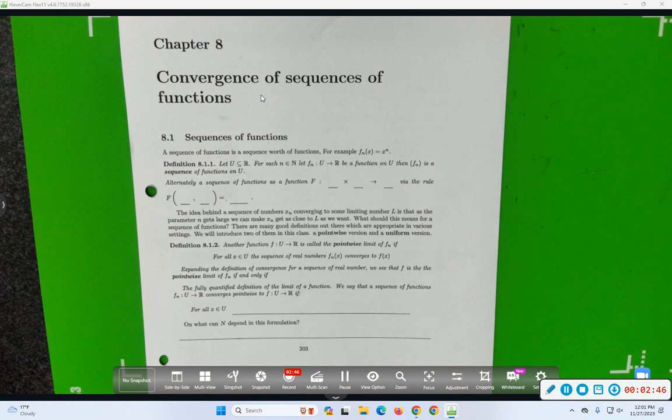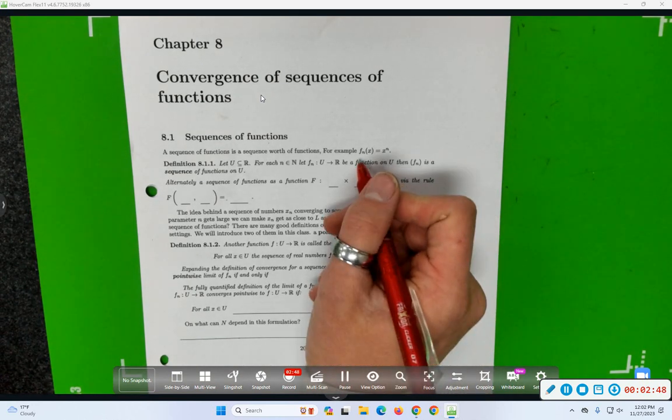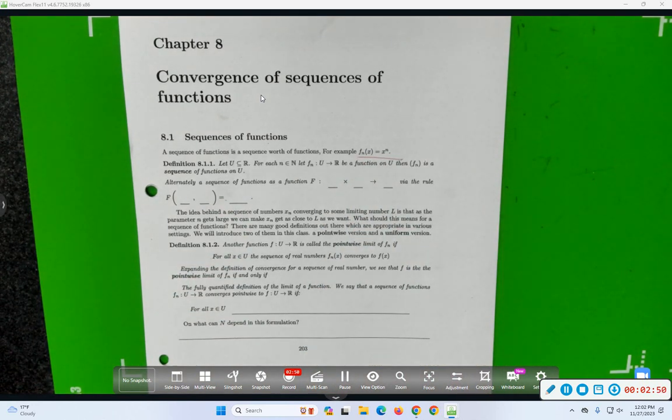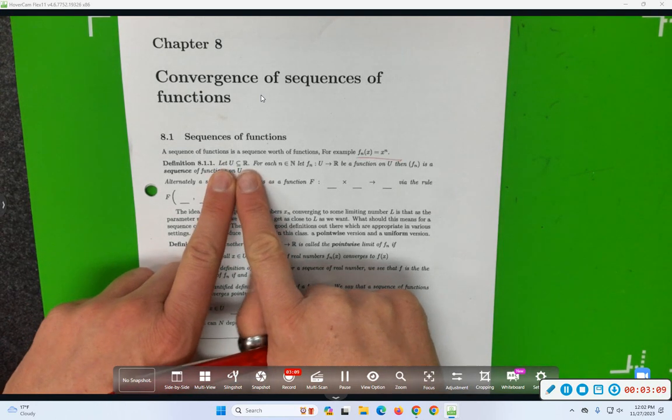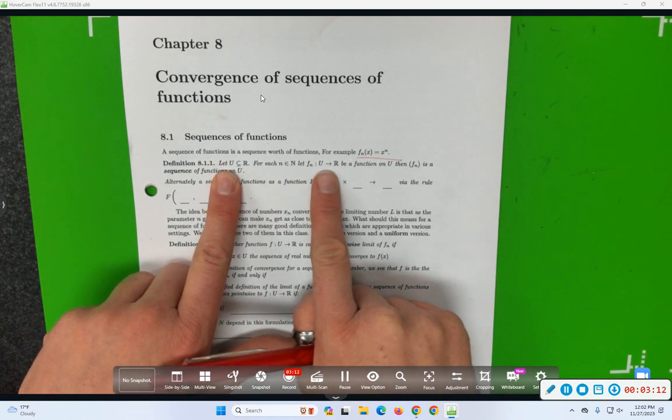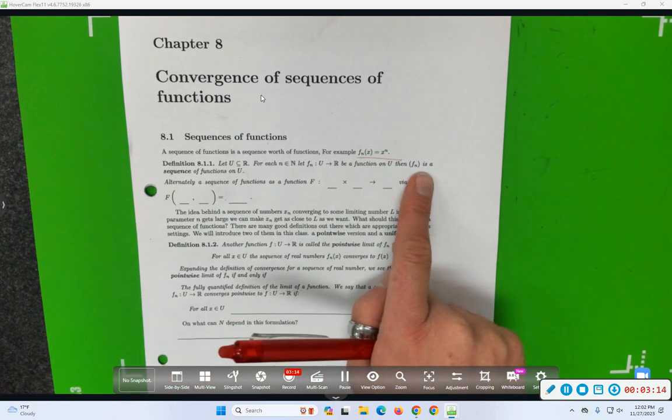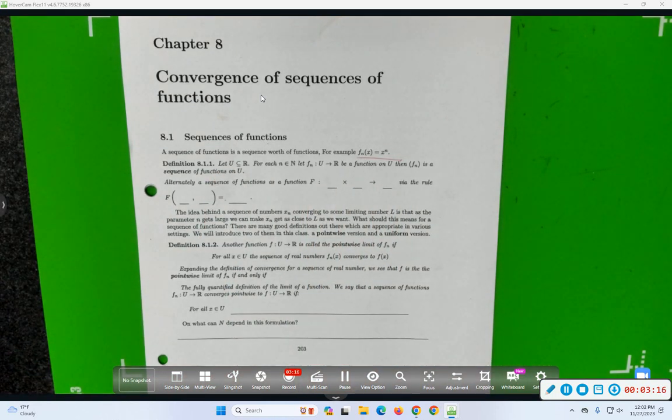So what is a sequence of functions? It's a sequence's worth of functions. So something like that is a sequence of functions. For each different value of n, you get a different function. They could even be the same function; you're allowed to have constant sequences. Here's maybe a more formal definition. Let U be a subset of R. For every natural number n, let f sub n from U to R be a function on U. Then that collection of things, f sub n, is a sequence of functions defined on U.